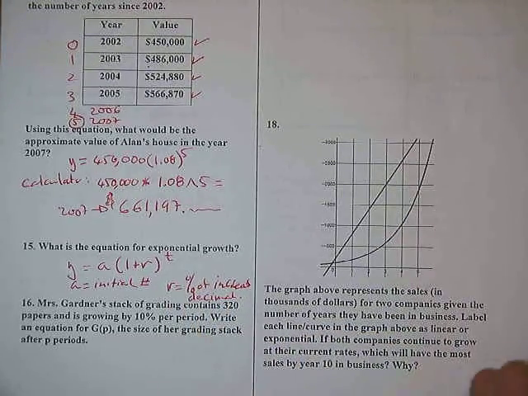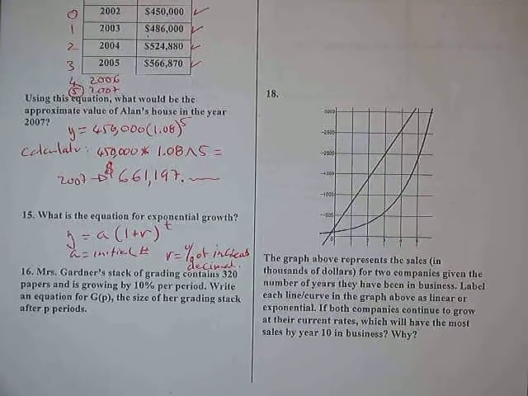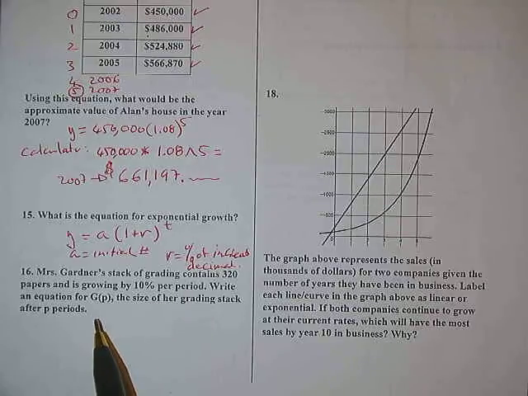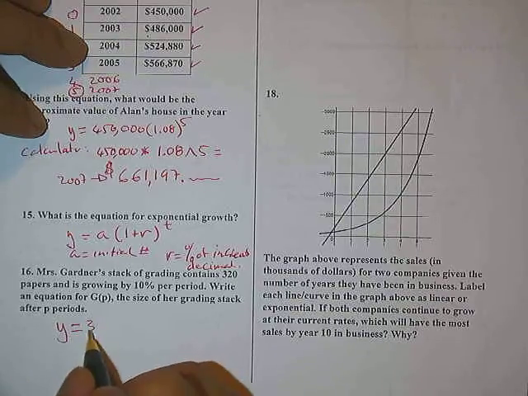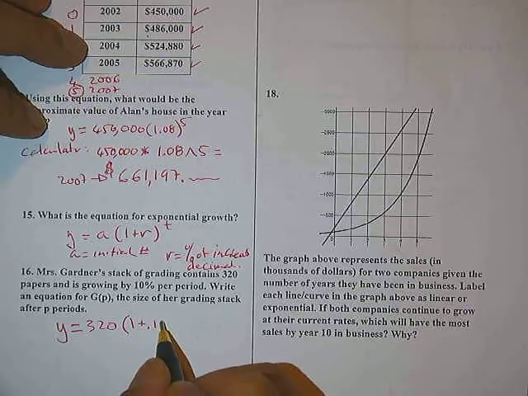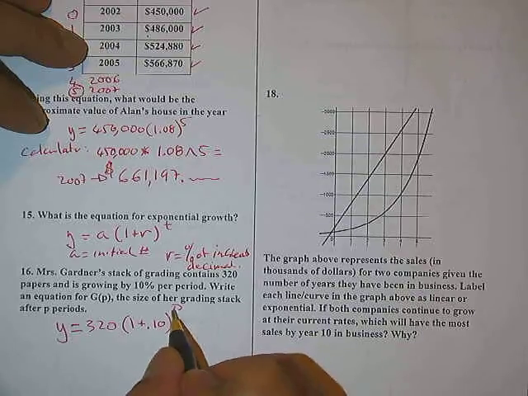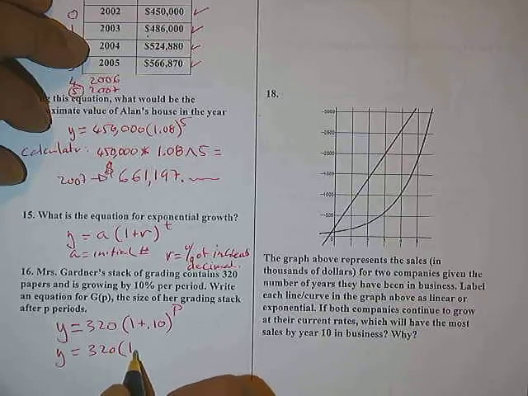Okay, what's the equation of exponential growth? Well, I think that's just y is equal to a times 1 plus r to the t power, where a is the initial number, and r is the percentage of increase. But remember, this r is always in decimal. It's always in decimal. So to find the decimal, you just move it two places to the left.